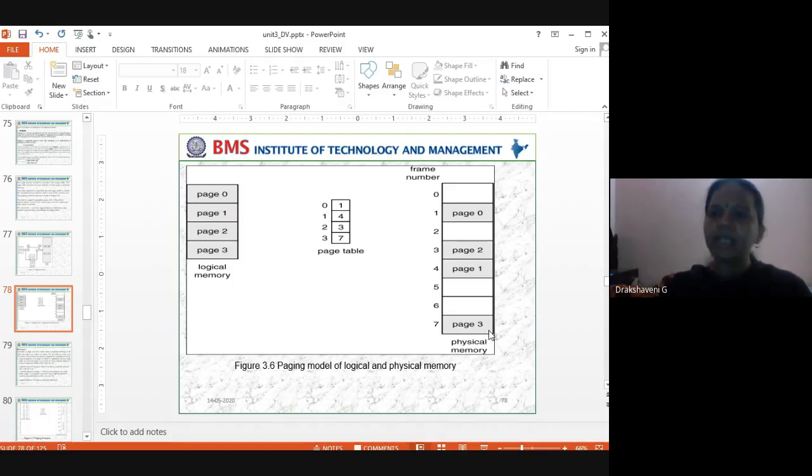How are these divided? These are divided into pages. Each block in a logical memory is called a page. To map these two, we use a table called a page table. What is there in the page table? The index of the logical memory and the frame number of the physical memory are present in the page table.